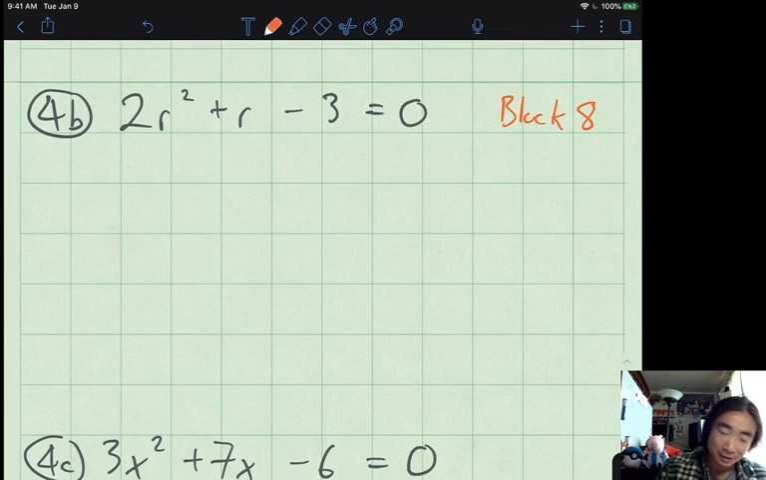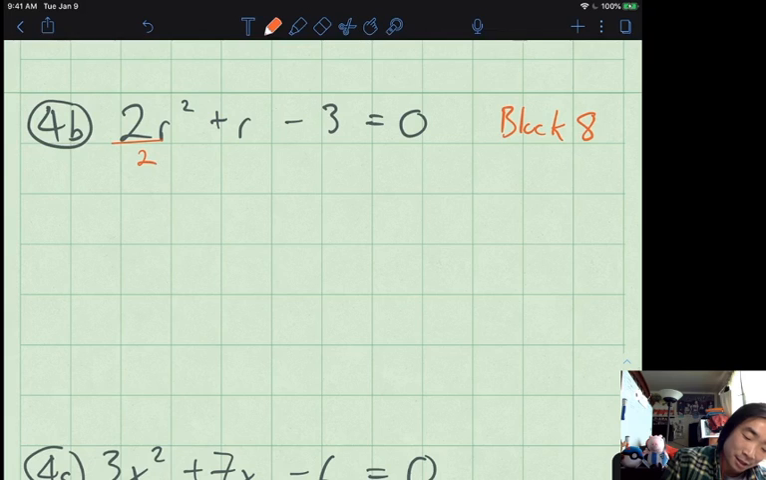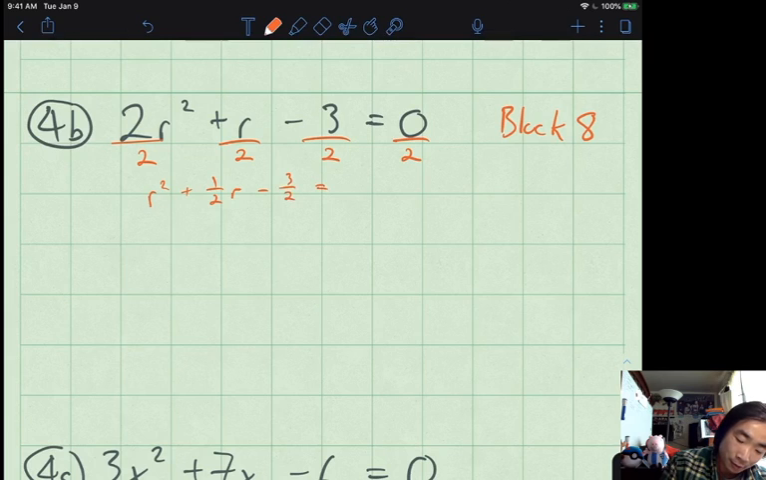All right. First step, since a is not equal to 1, we have to divide it out. r squared plus 1/2 r minus 3 over 2 equals 0.